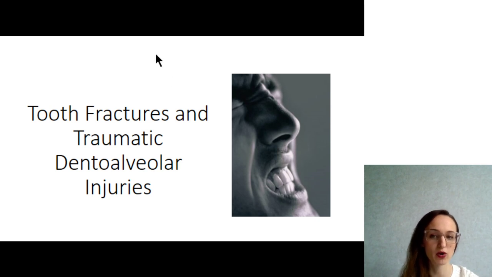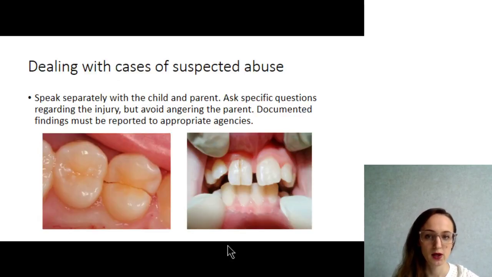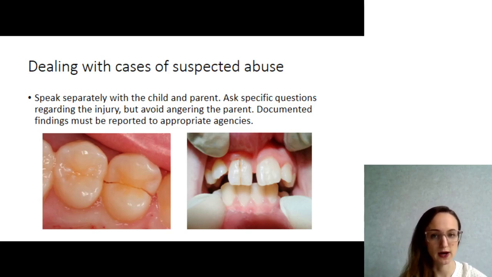Good day. Topic of our lecture: tooth fractures and traumatic dental alveolar injuries. Etiology: causes and contributing factors are unexpectedly biting on hard objects, for example, pips, stones, tooth wear, excessive erosion, caries, cavity preparation, and endodontic treatment, and of course, bruxism.